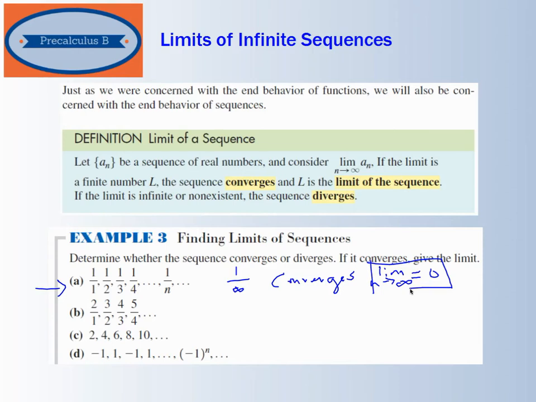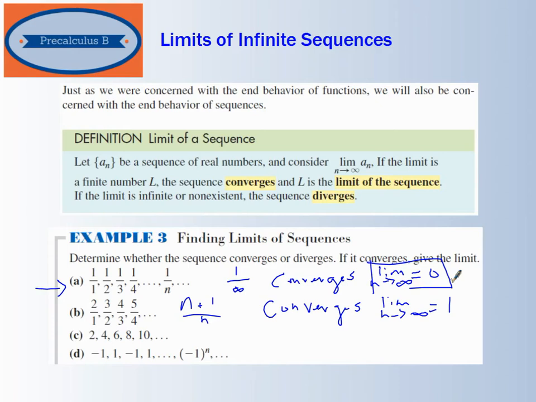This is just going to be n plus 1 over n, essentially the explicit definition for b. As n approaches infinity, this is going to converge at a number. It converges again, and the limit as n goes to infinity is going to equal 1, because infinity plus 1 divided by infinity is just 1.